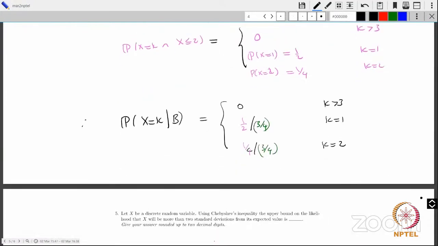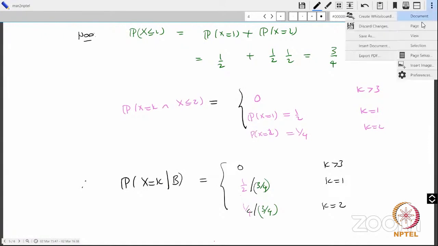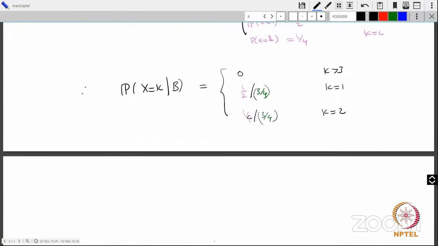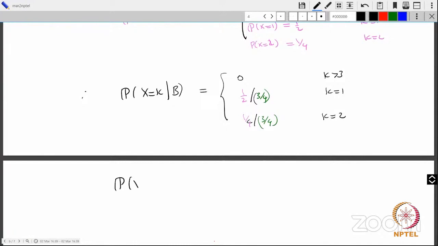So therefore, let me just redo this a little bit more. The probability that X equals k given B is 0 if k is bigger than 3. It's 2/3 if k is equal to 1, and it's 1/3 if k is equal to 3. So that's the conditional distribution, the conditional probability of X equal to k given B, that we have.